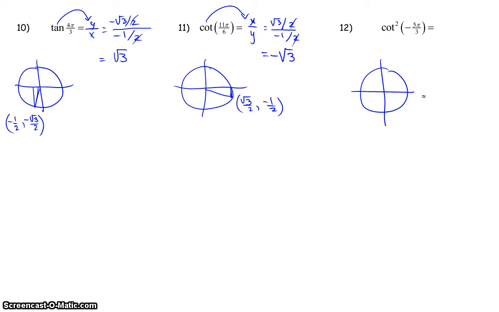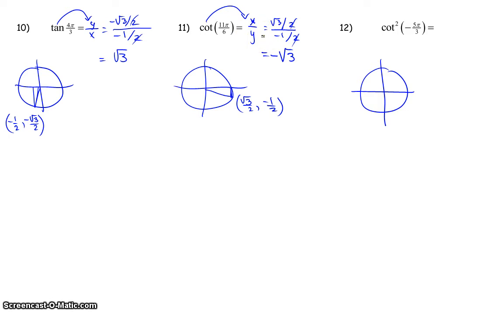Hopefully you got the same answers for 10 and 11 as I did. For 10 I got root 3, for 11 I got negative root 3. And you can look over how I did that. Make sure your angles are in the same positions that I had. Coordinates are the same, hopefully. And then tan is y over x, cotan is x over y. We didn't have to rationalize either of those, so that was good.